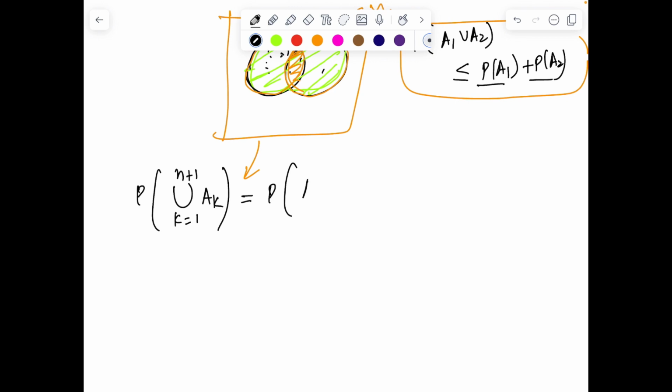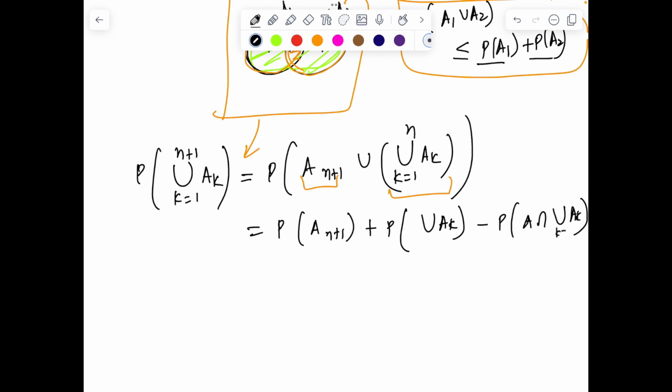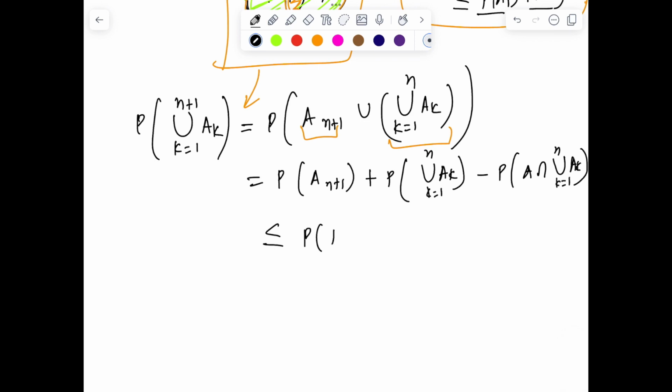So it's probability of A n plus 1 union, I can write union of Ak, and k is running from 1 to n. Now this you can write again, probability of Golu union Bolu, provided Golu and Bolu are sets. Okay, so it's probability of A n plus 1 plus probability of union Ak, not writing the symbol again, minus probability of A n plus 1 intersection union Ak, and of course k is 1 to n. So it will be less than probability of A n plus 1 plus probability of union Ak, k equals 1 to n.